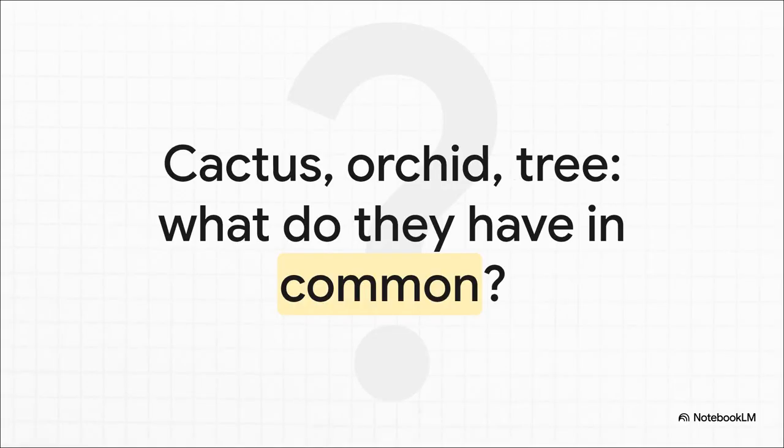So let's start with a question. Think about it. You've got a cactus, an orchid, and a big hardwood tree. What could they possibly have in common? I mean, one's a spiky desert plant, another's a super delicate tropical flower, and the third is this massive forest giant. On the surface, they couldn't seem more different, right? But they're all built from the same master plan.